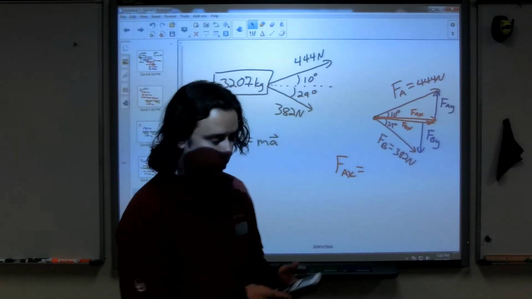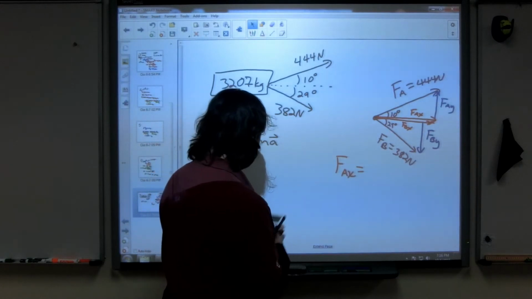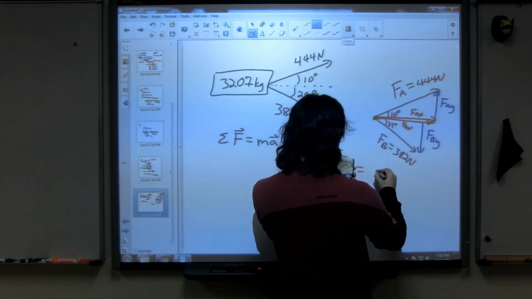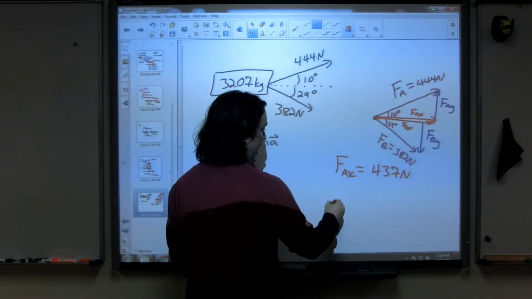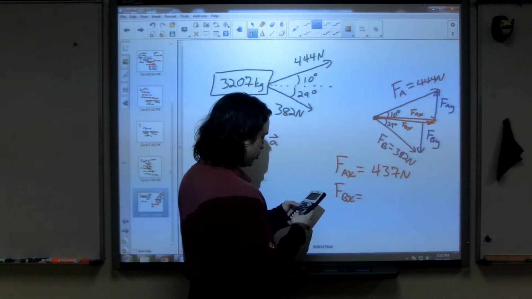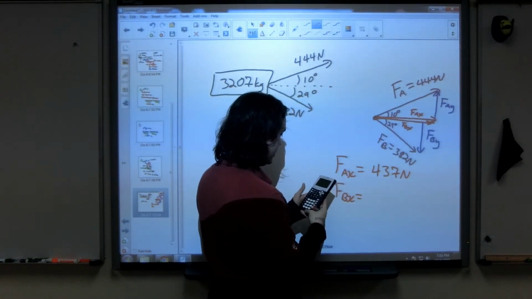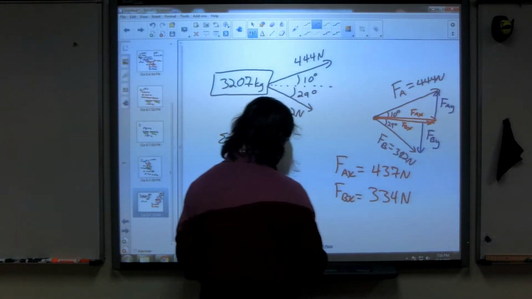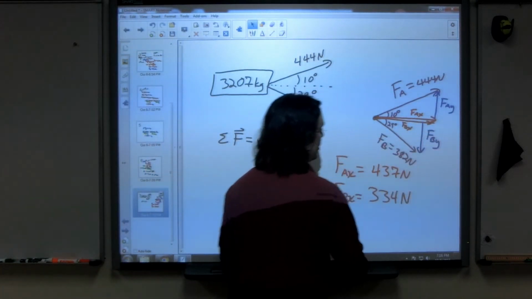Oh, I buried my calculator. Okay, so I've got cosine 10 degrees times 444. Not in one line, but I actually use two if you follow exactly what I've got there. My x component comes up to 437 newtons for A. FBX, the x component for B, is going to be cosine 29 degrees times, so I found that number, now I'm going to multiply that by 382. I get 334 newtons. To three significant figures, you have a little bit more in there. Now, both of these are to the right, so both of them are positive.